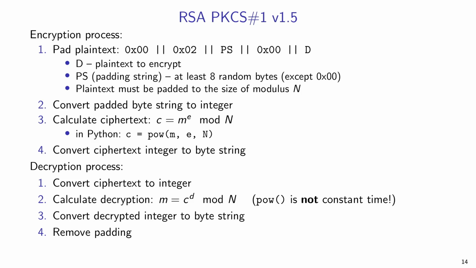So how to remove padding? What we do is that we start from the second byte and search for the first occurrence of a 0 byte. After that 0 byte, the padded plaintext follows. This is the reason why it is forbidden for the padding string to contain 0 bytes, as the 0 byte is the padding separator here. The PKCS 1 version 1.5 scheme is described in this RFC here, in case you're interested.